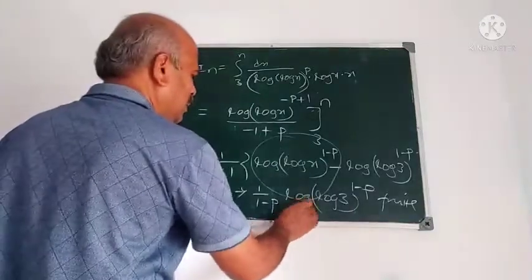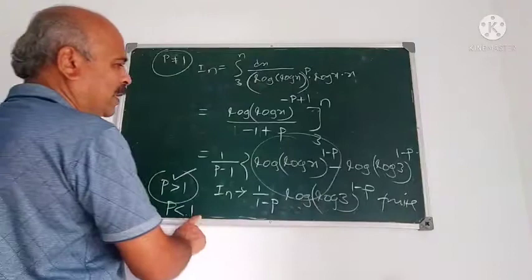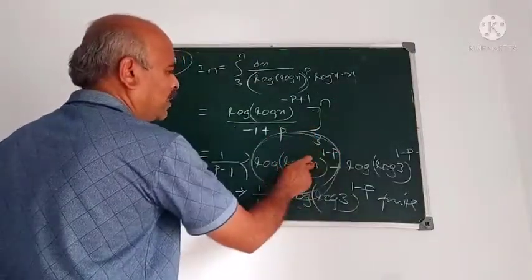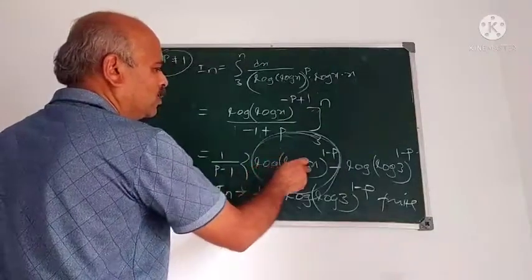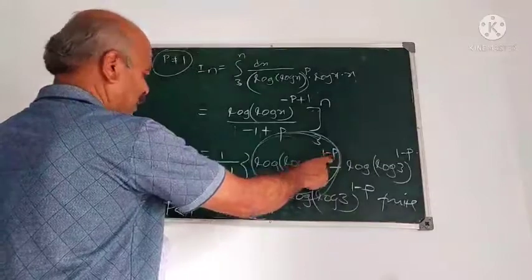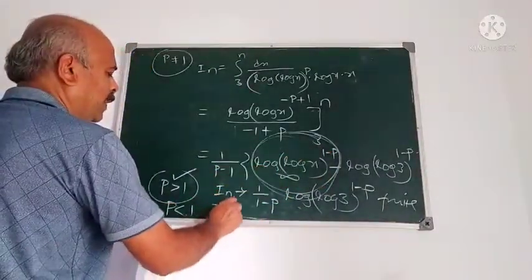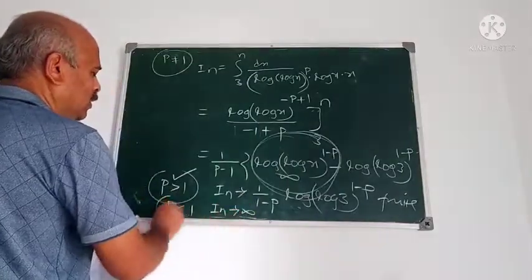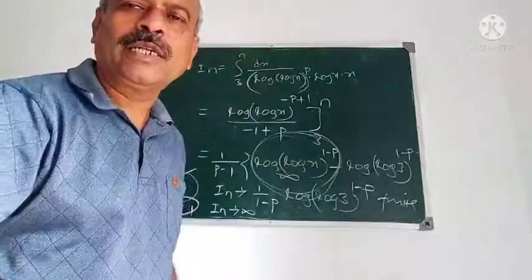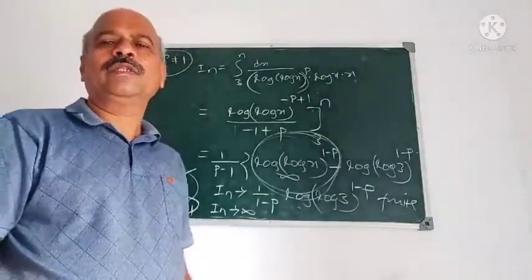And p less than 1. Then what happens? When p is less than 1, this remains in the numerator, and as n tends to infinity it becomes infinity. Therefore, for p less than 1, I_n tends to infinity. So I_n diverges. Therefore, by Cauchy's integral test, the given sum of a_n diverges.